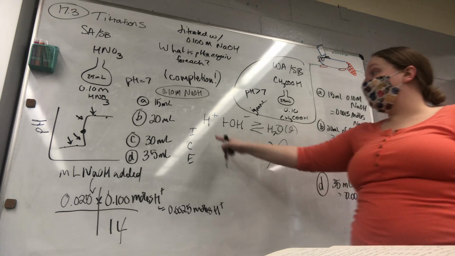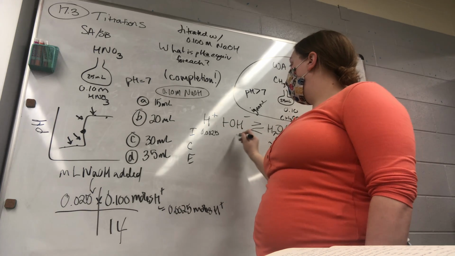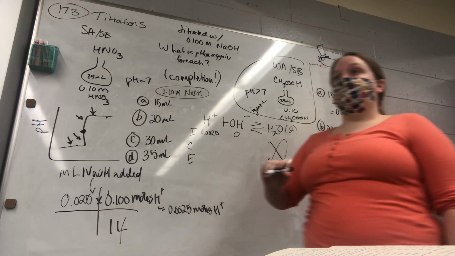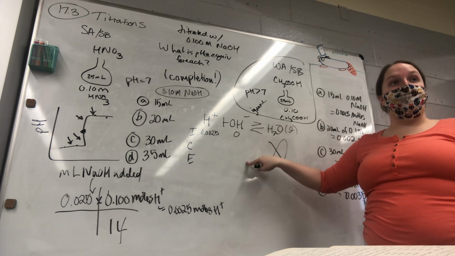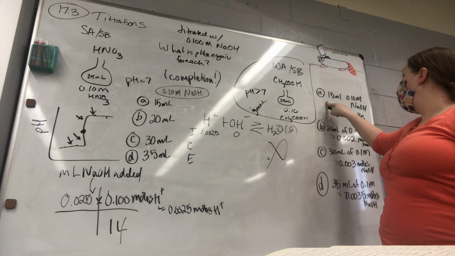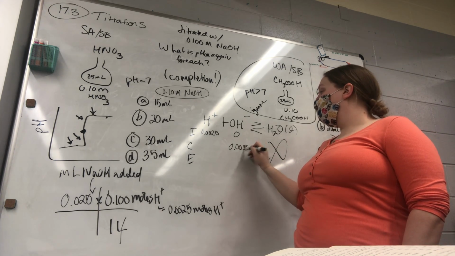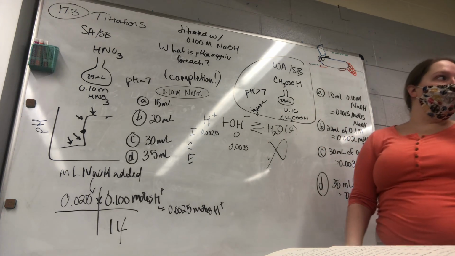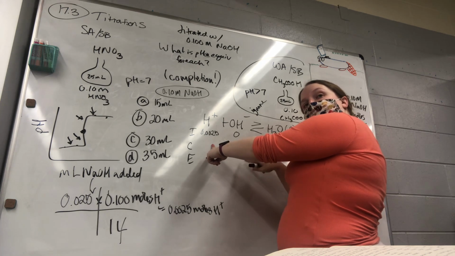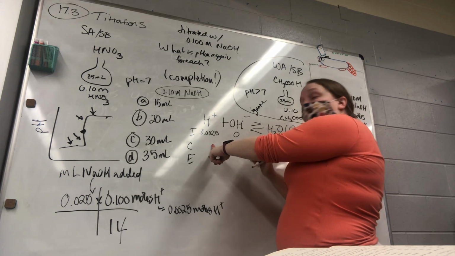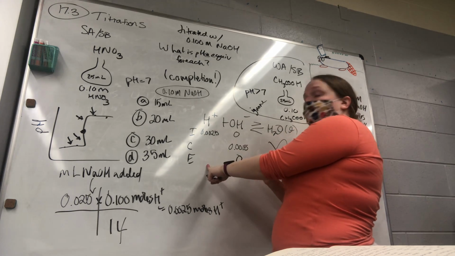Initial. That's this guy, right? This one's always going to be 0. We're going to assume that what we're adding is the change, right? So in part A, the amount we add goes here. Which one of these is going to get completely consumed? The OH, right? And in doing so, none will be left over. How much of this will be left over?